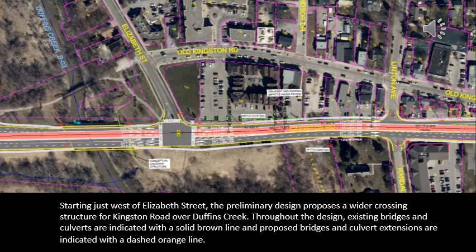Starting just west of Elizabeth Street, the preliminary design proposes a wider crossing structure for Kingston Road over Duffins Creek. Throughout the design, existing bridges and culverts are indicated with a solid brown line, and proposed bridges and culvert extensions are indicated with a dashed orange line.